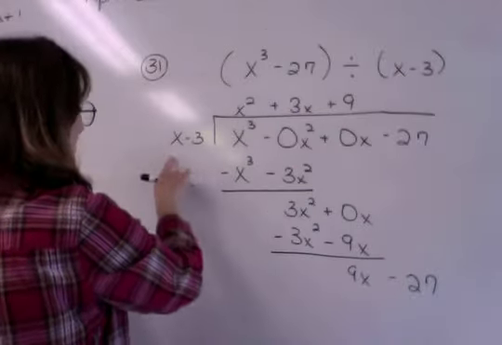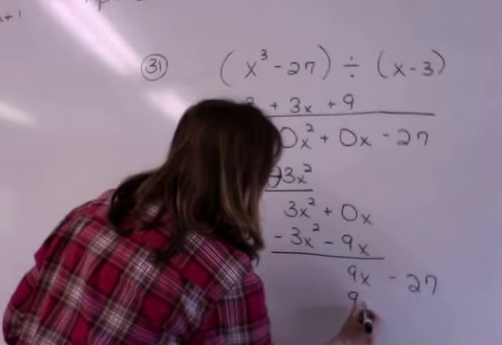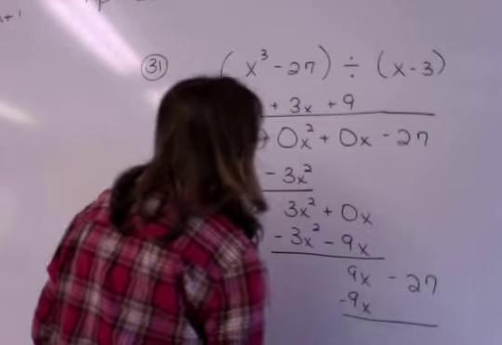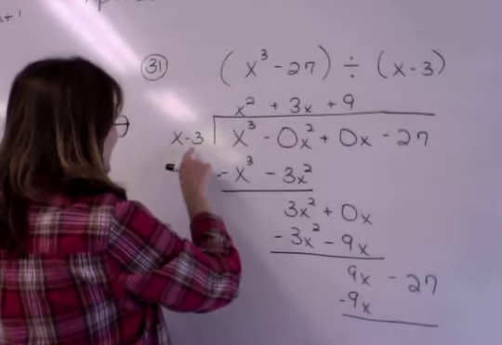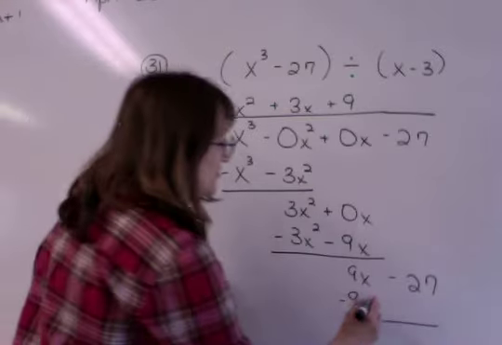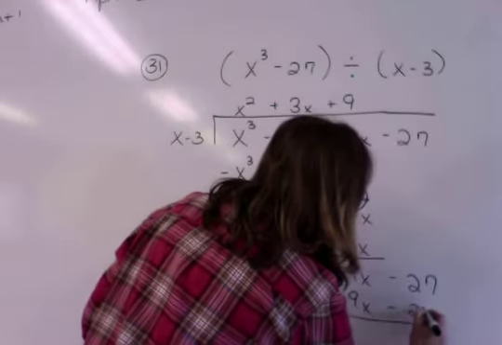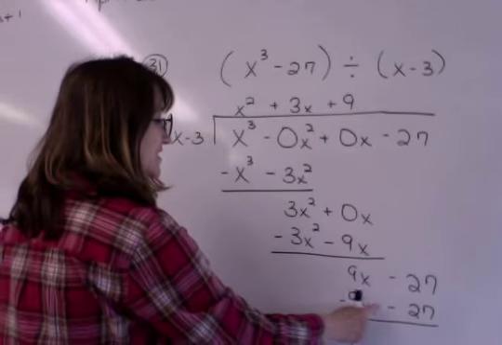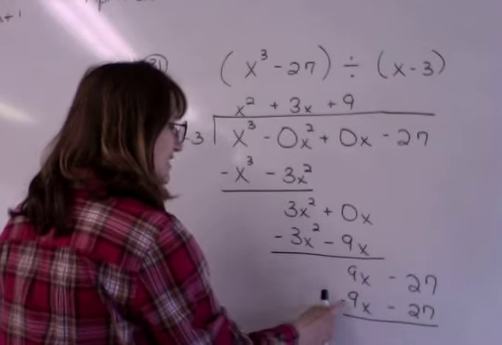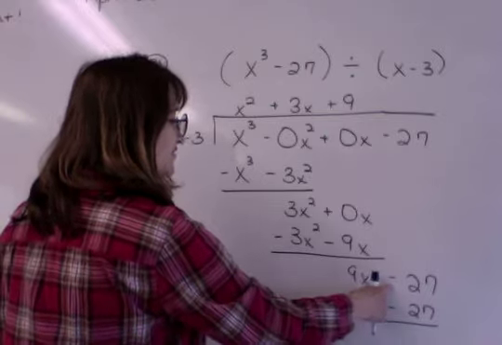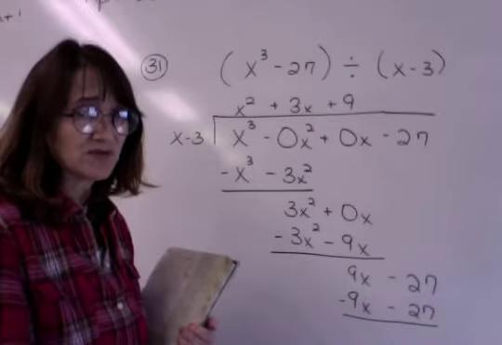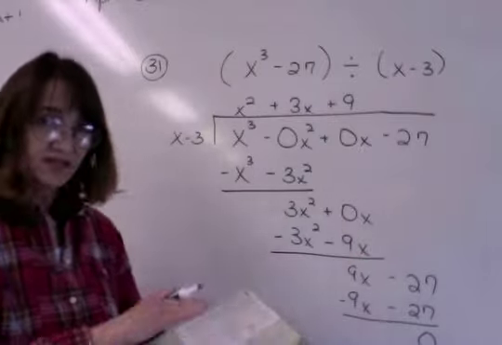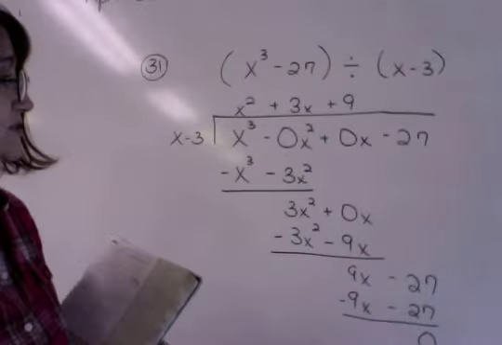So 9 times x is going to be 9x. And yes, they did this in order to help you a little bit. And then 9 times the negative 3 is going to end up being a negative 27. Remember, it's not me subtracting a negative 27, it's me adding the opposite. So I have a negative 27 and then I'm adding a positive 27 to it, which means this is all gone. That's all a 0. So that basically is canceled out each other.